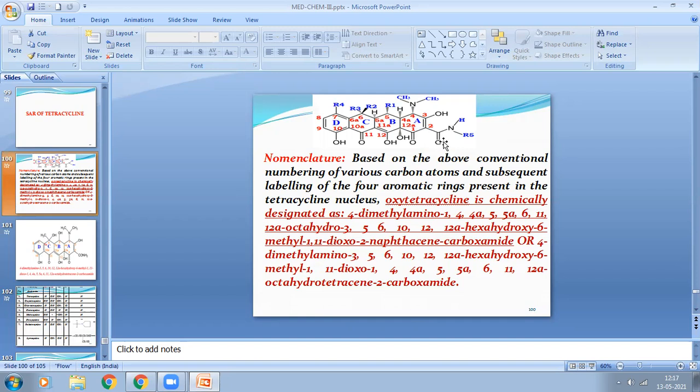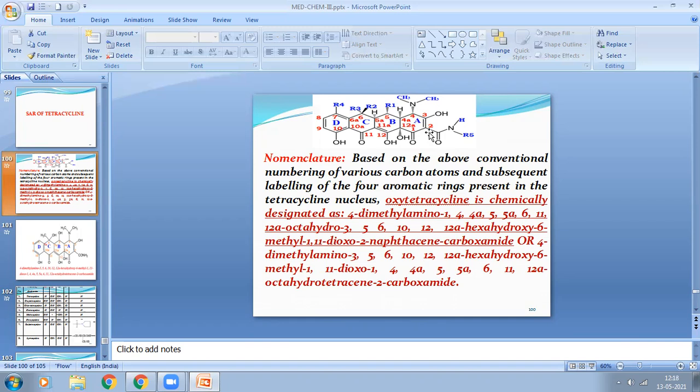Keto-enol tautomerism means this hydrogen comes over to form an OH group, and this bond shifts to form a double bond. So at one position it becomes a ketone group, and the other becomes a hydroxyl group. That is called keto-enol tautomerism. The keto-enol tautomerism between the C2 and C3 system of tetracycline is essential for biological activity.